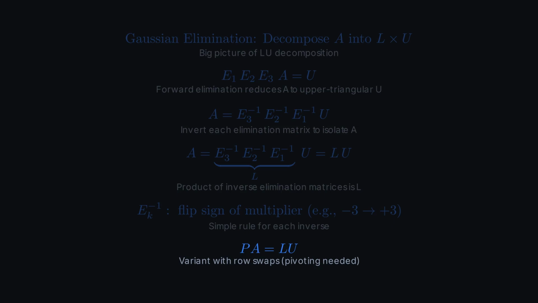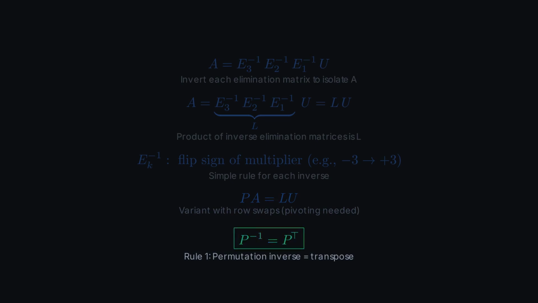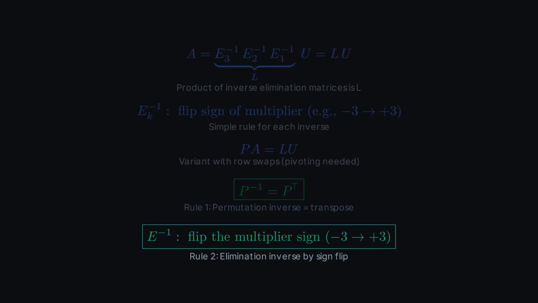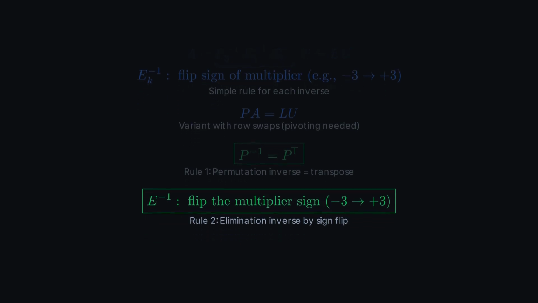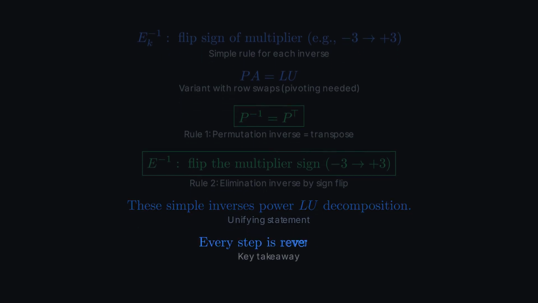Let's summarize our 2 key rules side by side. For permutation matrices, P inverse equals P transpose. For elimination matrices, just flip the multiplier sign. For example, negative 3 becomes positive 3. These simple inverses are what power LU decomposition. The bottom line is every step in row reduction is reversible. Linear algebra isn't just about performing operations, it's about knowing you can always undo them.